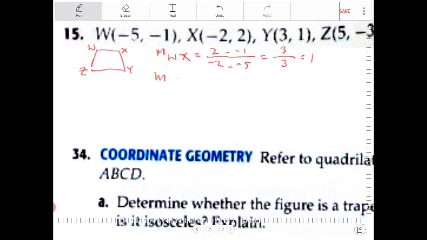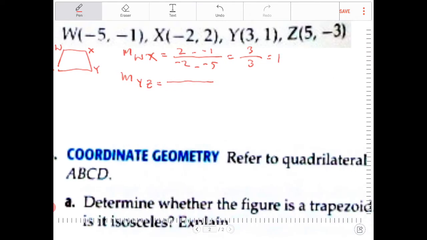I'm going to find the slope of YZ. The slope of YZ is negative 3 minus 1, all over 5 minus 3. And that is negative 4 over 2, which is negative 2. So those two sides are not parallel. That doesn't mean that the other two sides are not.